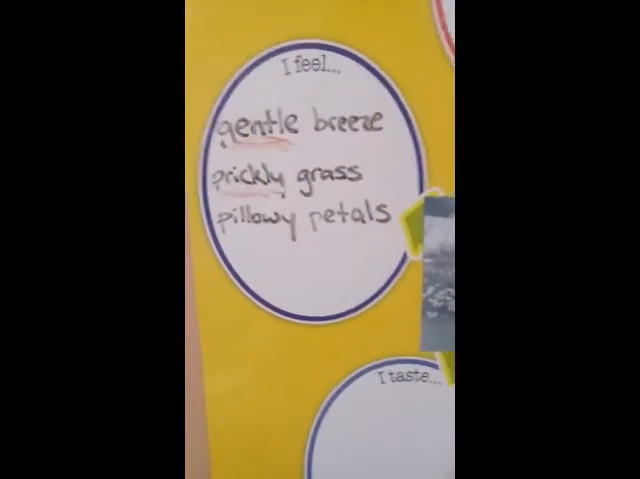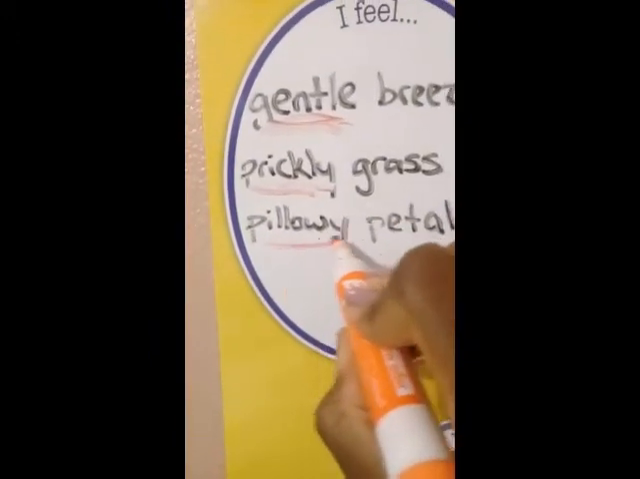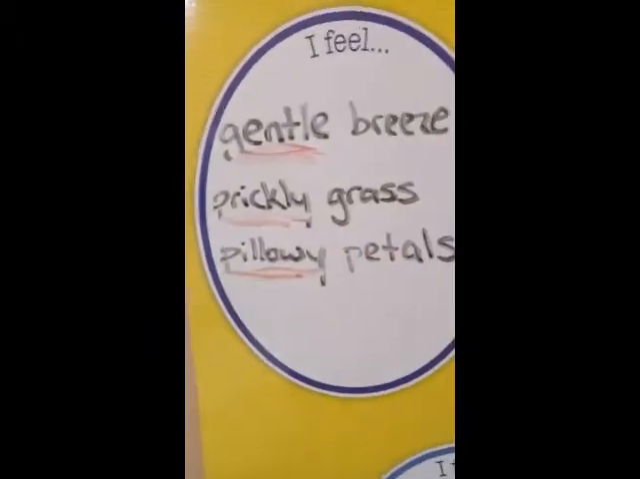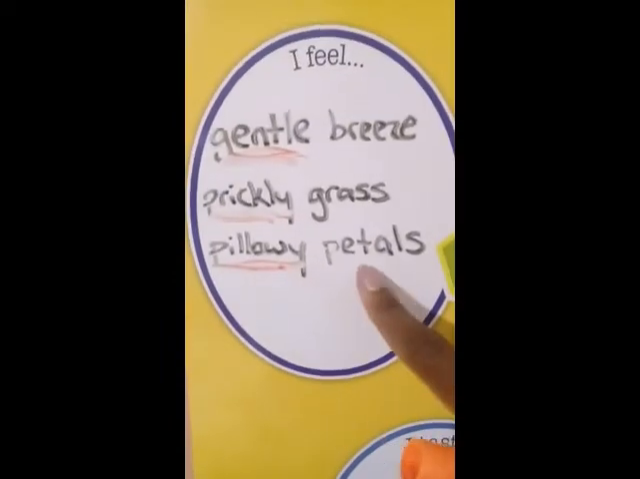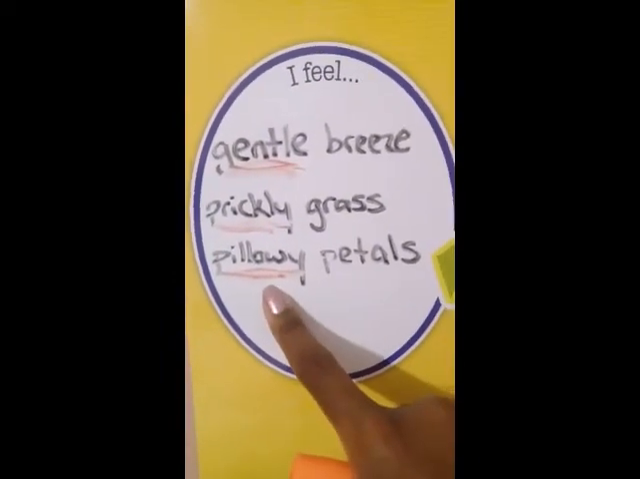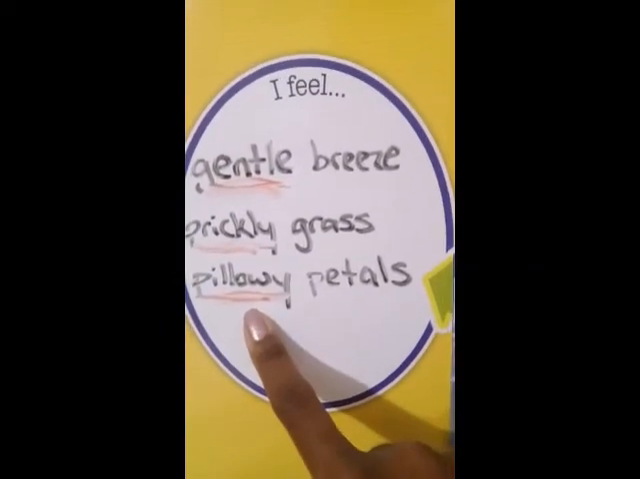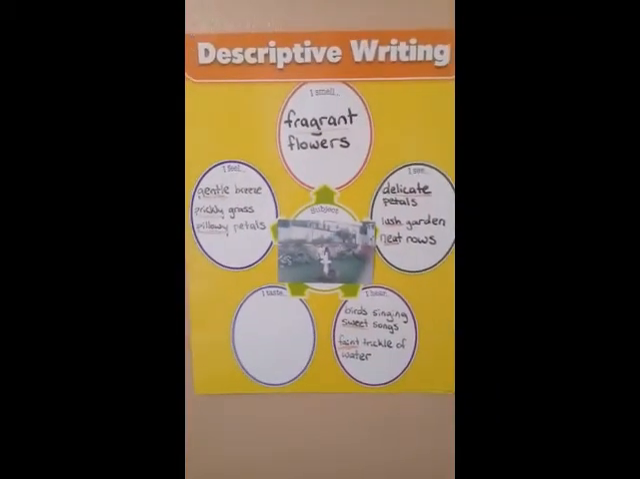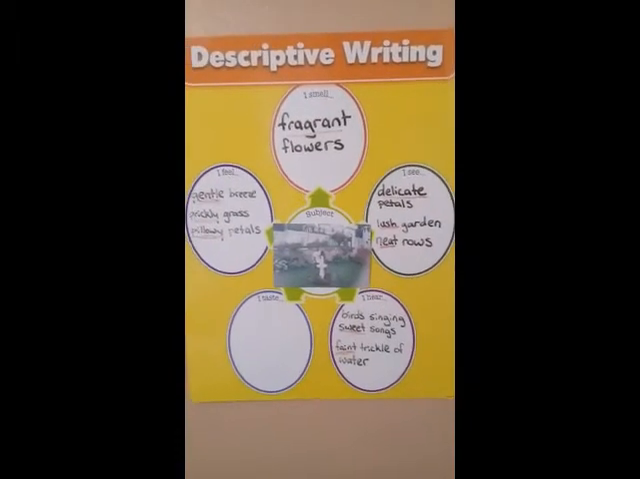And last, I said I can feel pillowy petals. I'm really proud of this one because it's so much stronger than soft. Because a pillow is soft, so it's saying that the petals are soft without actually using the word soft. Instead, I compared it to a pillow. They're pillowy. Now what I'm going to do is take all of these descriptions and turn them into a paragraph describing that garden.